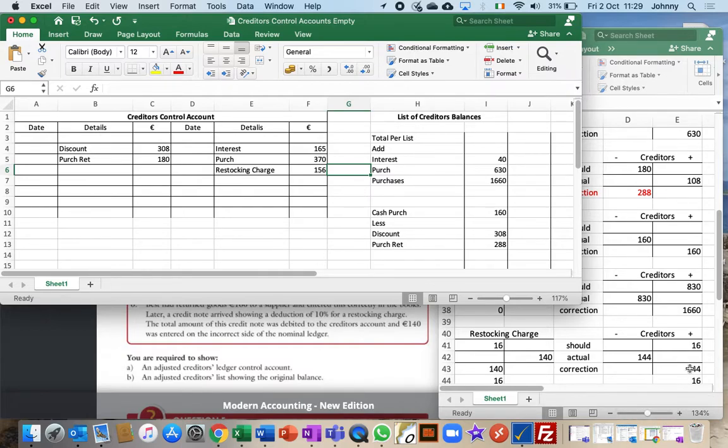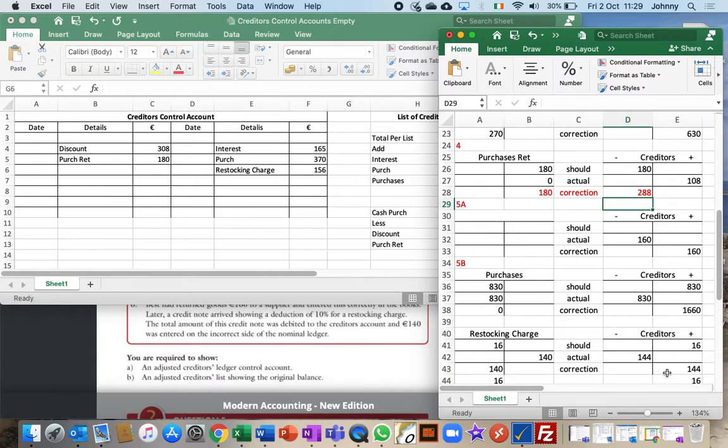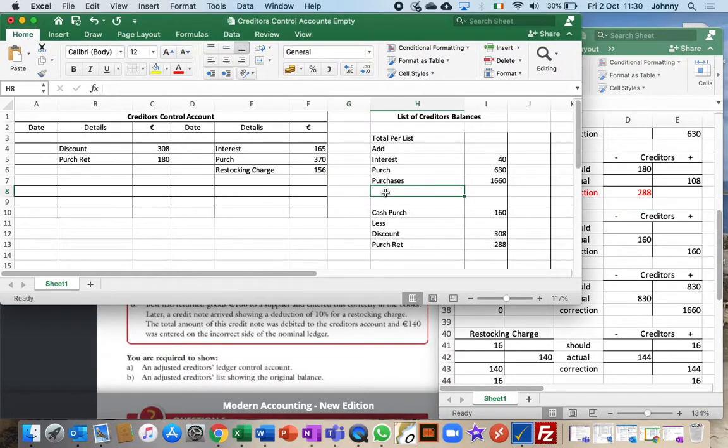In the creditor's account here, now, so the personal account, to fix it, I'm going to do 144 to cancel the thing I did wrong, and 16 to do what I should have done in the first place. So the total of those two is 160, and 160 is going to be on the plus side. So on my list, I'll have that here. And it's €160.